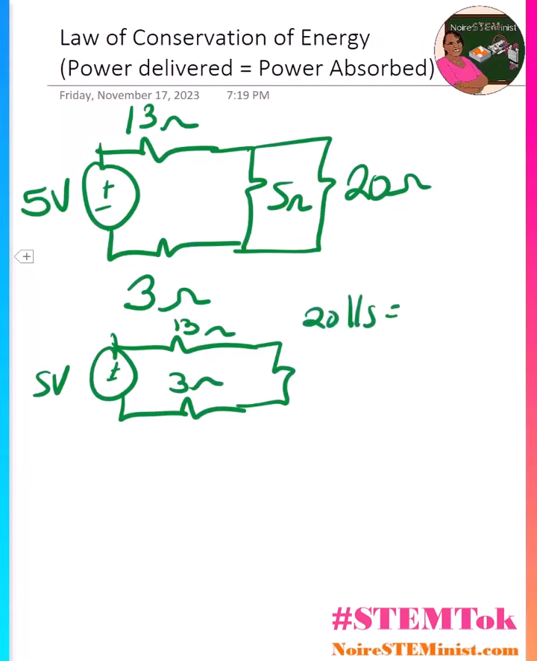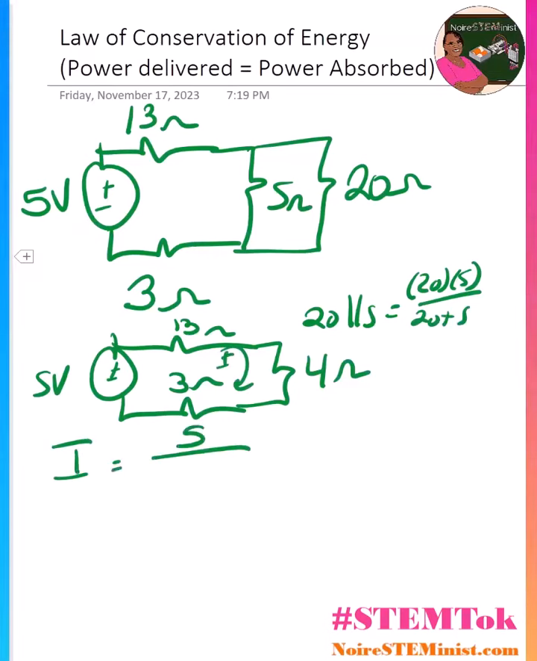So the first thing I'm going to do is simplify the circuit, and 20 in parallel with 5 is 4 ohms. So we're now going to have a 5-volt source in series with a 13 ohm, 4 ohm, and 3 ohm resistor. Now that they're all in series, they all have the same current, and the current, based upon Ohm's law, V equals I times R, is 5 divided by 13 plus 4 plus 3.